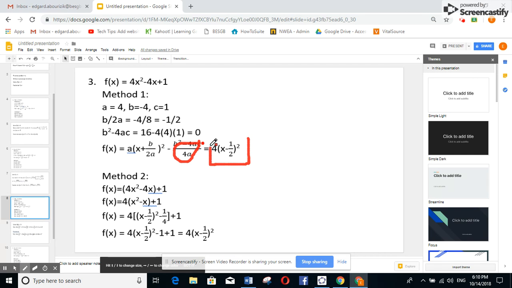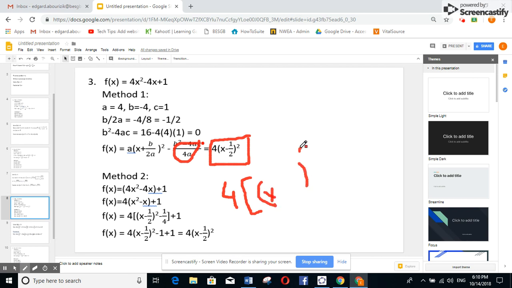This is already a perfect square, because I don't have plus a number. So it's a square. Method 2, I take the x's together. As I said, I put the coefficient of x squared in factor. So here I divide by 4, here I divide by 4. I have this one. Then what do I do? Big parenthesis. Here I have x squared, always minus here, and then plus 1 outside.